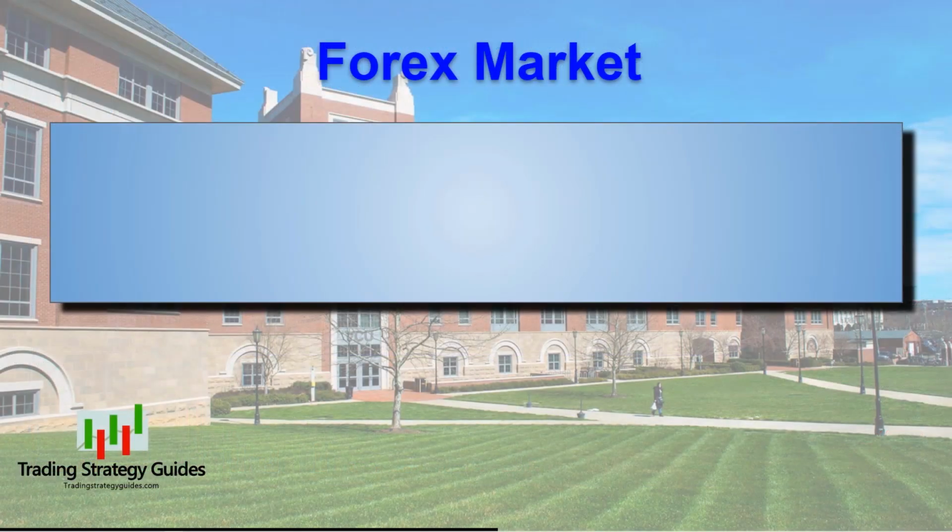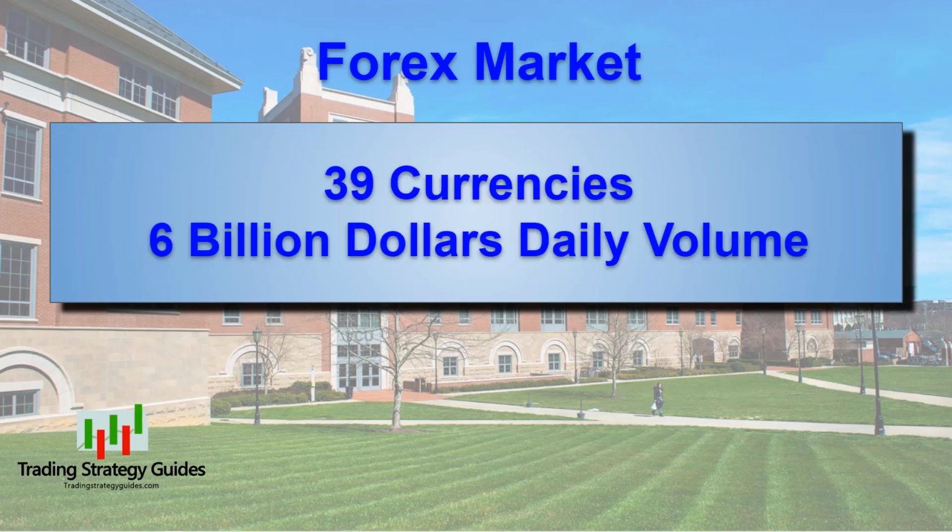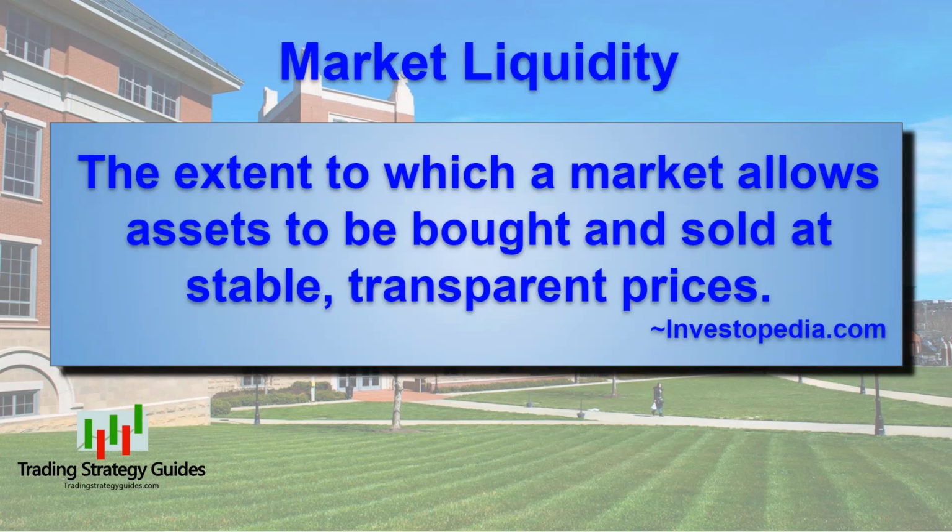As you may know, the Forex currency market is the largest in the world. As of 2019, the Forex market consists of 39 different currencies and traded roughly $6 billion daily volume. Now that makes it pretty liquid, which is trader speak. Investopedia defines it as the extent to which a market allows assets to be bought and sold at stable, transparent prices. So a very liquid market would allow you to buy and sell large volumes without affecting the price very much. Here's the rub. The Forex market is a distributed market.